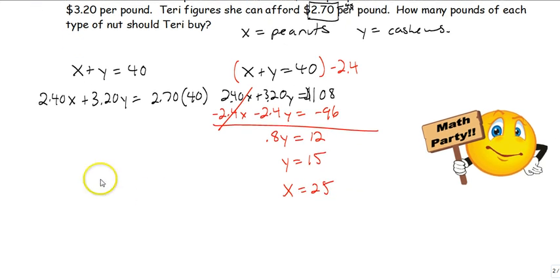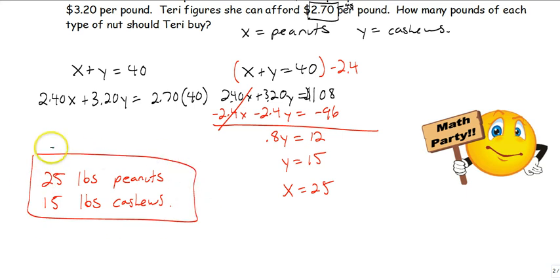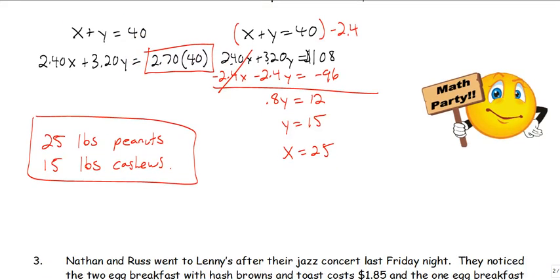So that means that for this math party, Terry wants to mix it so that she has 25 pounds of peanuts and 15 pounds of cashews. And that is the final answer. Again, setup very similar to the other word problems we did, except for this piece here. You don't just equal it to the thing per pound. We want 40 pounds, so you have to multiply that by the 40.